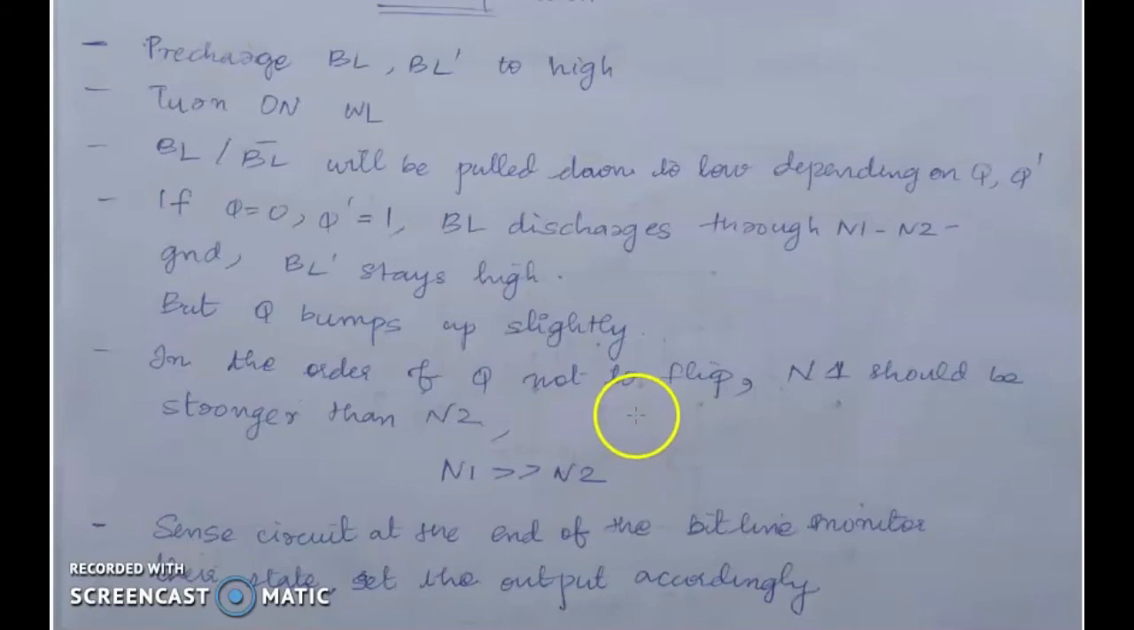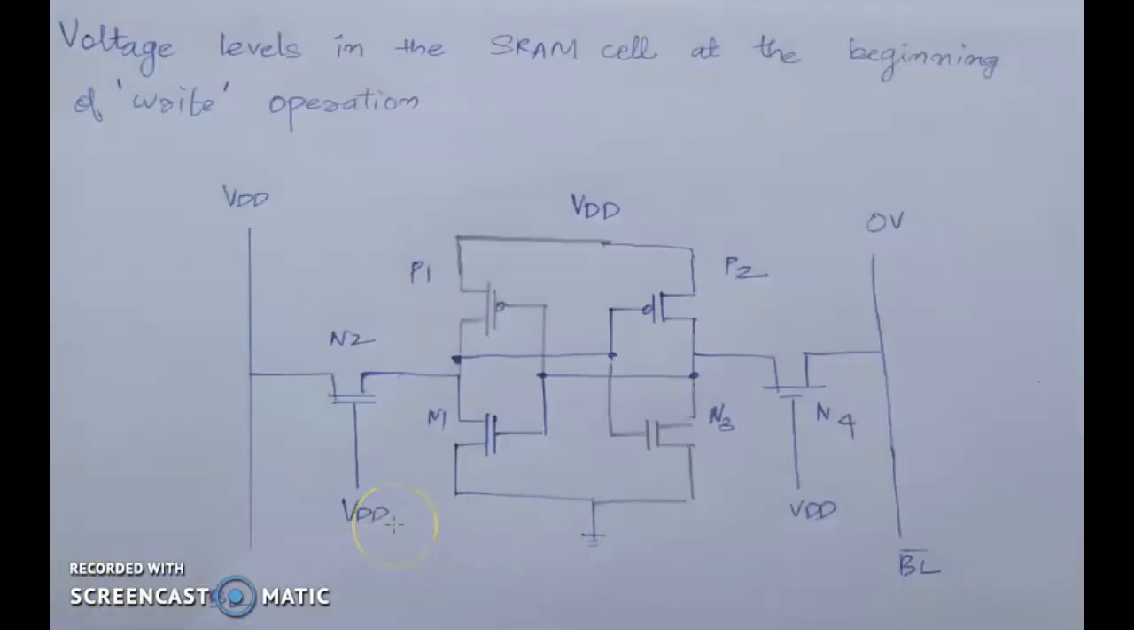Now let's move on to the write operation of the SRAM cell. For write operation, the word line has to be activated. Then only these two transistors will become on. That is, these two transistors should be fed VDD at the gate. That is, the word line has to be high or at VDD. Then assume Q is 0 and Q bar is 1. Write operation.